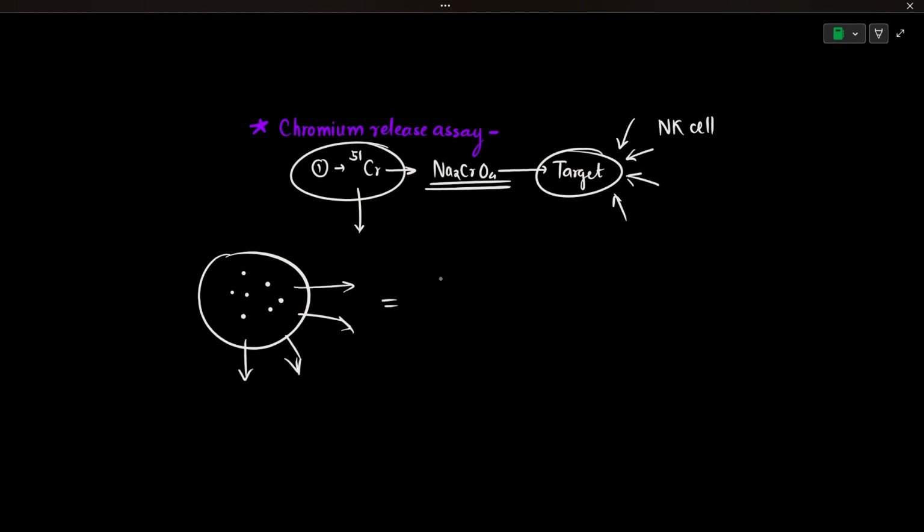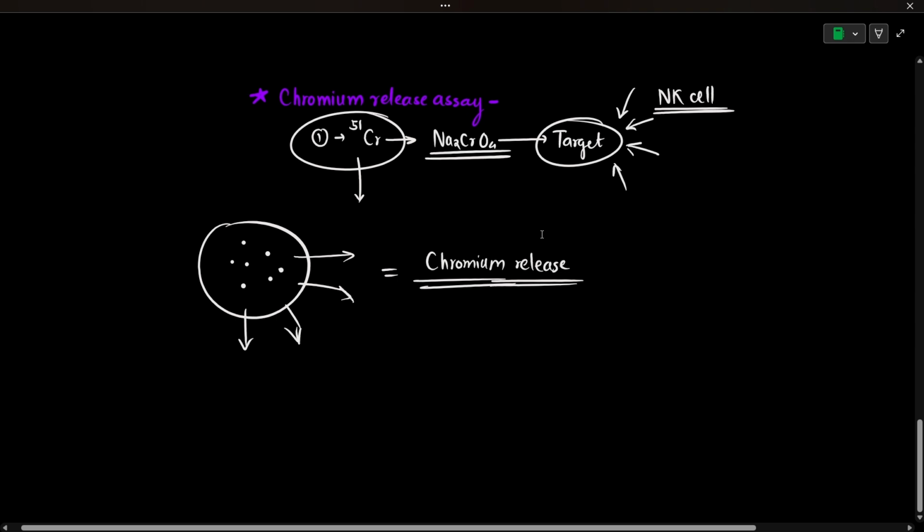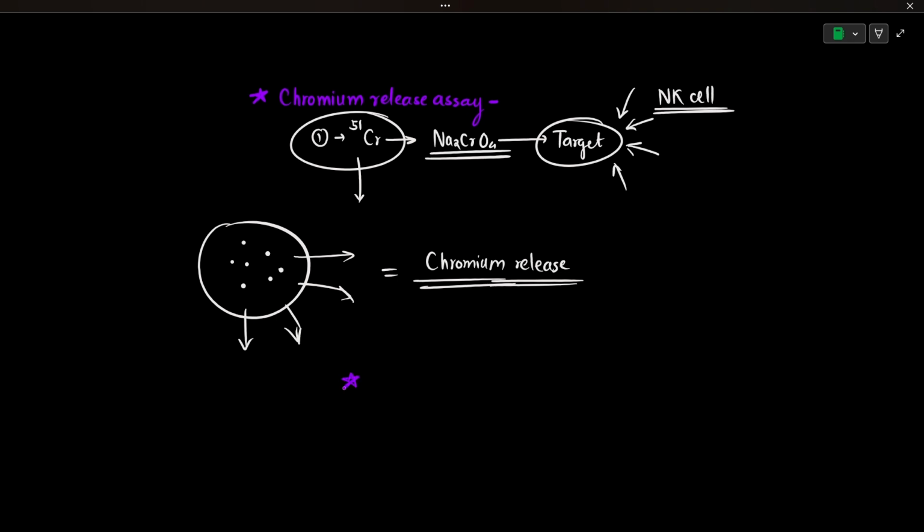So this will result in chromium release, and this radioactive chromium release is going to give us an idea about the efficiency of killing of the target cells by the natural killer cells. The percentage of cytotoxicity will be measured, and that gives us an idea about how efficient the natural killer cells are, right? Due to the radioactivity, this procedure is very tough, not that flexible, not efficient, and time consuming.